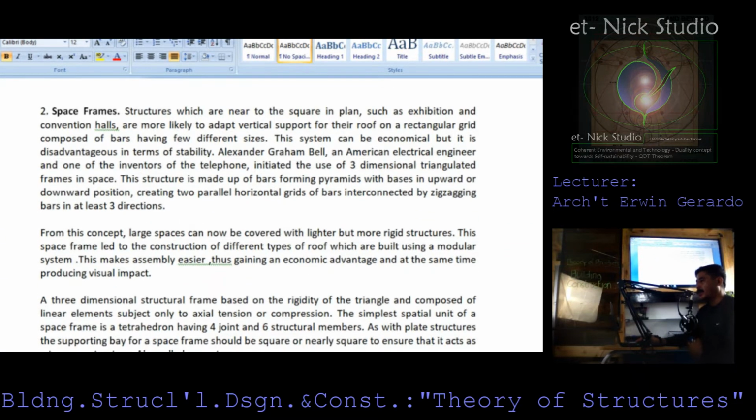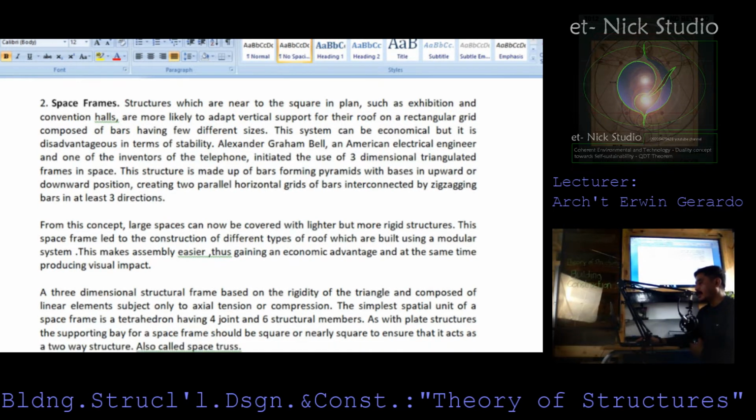Second, space frames. Structures which are near to the square in plan, such as exhibition and convention halls, are more likely to adopt vertical support for their roof on a rectangular grid composed of bars having few different sizes. This system can be economical, but it is disadvantageous in terms of stability.